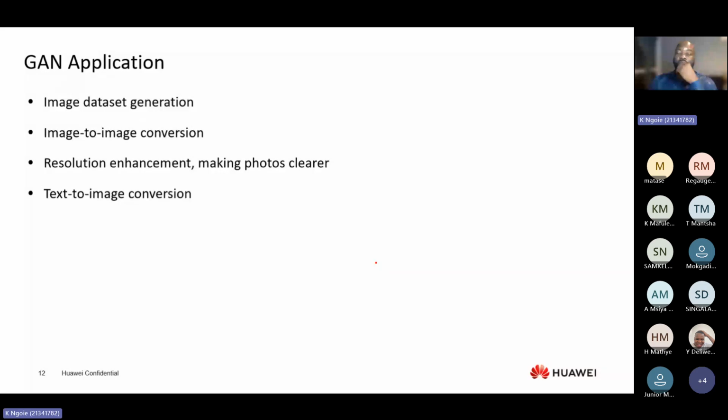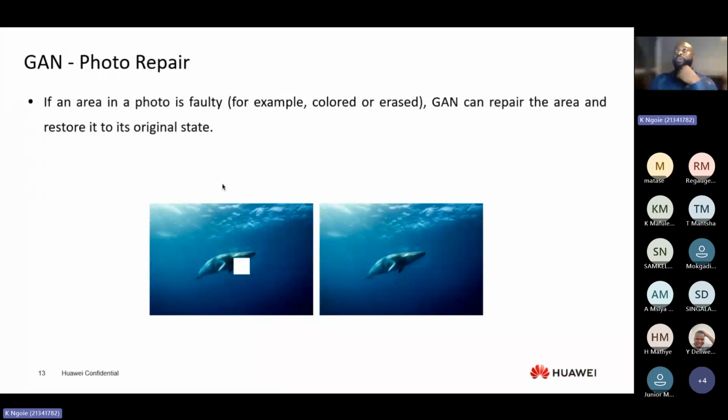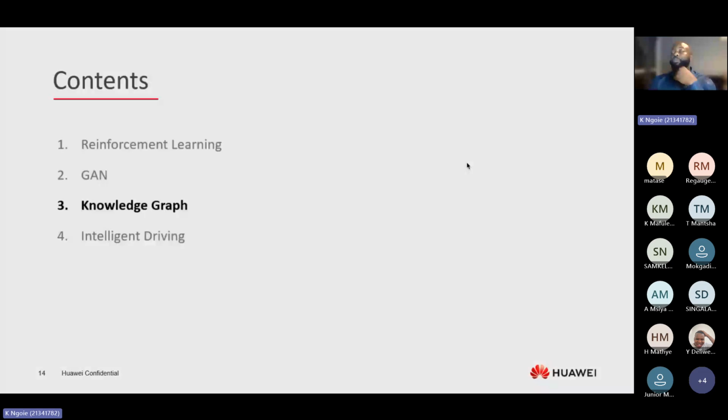algorithm. Okay, so you look at that, a scenario can be when you are trying to generate this image, because this image was blocked by a picture, the algorithm can easily regenerate the rest of the image because it has been trained to understand how the real image should be, right? And the next will be the knowledge graph.